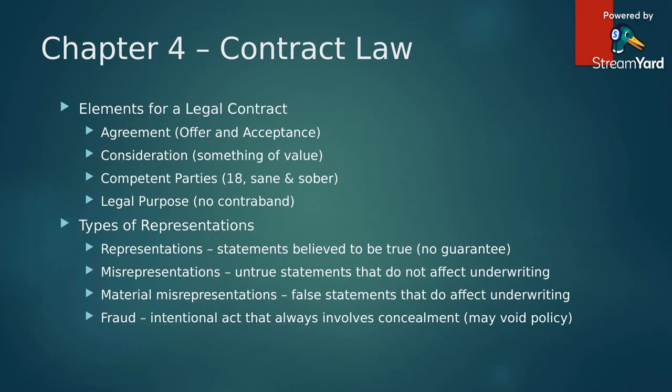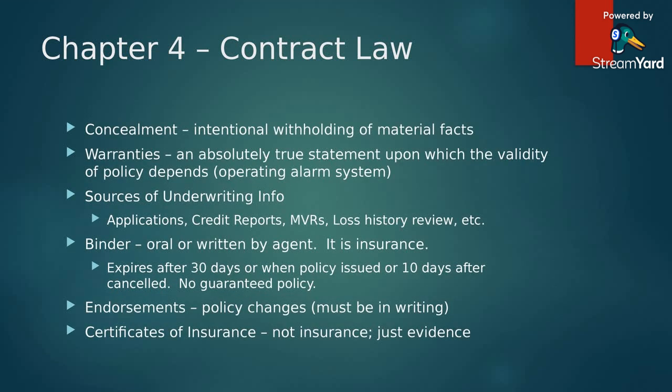And then the last part is going to be fraud. This is an intentional act that always involves concealment. The insurance company is not required to void out the policy, but they may void out the policy, and pay particular attention to that on the test because they will sometimes try and trip you up with that. Concealment. Okay, this is always going to be the intentional withholding of material facts.